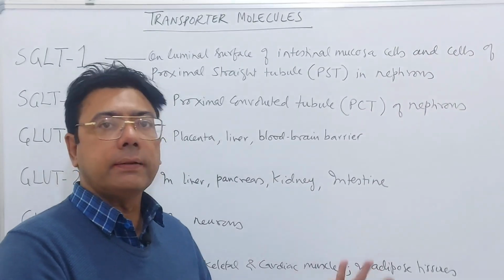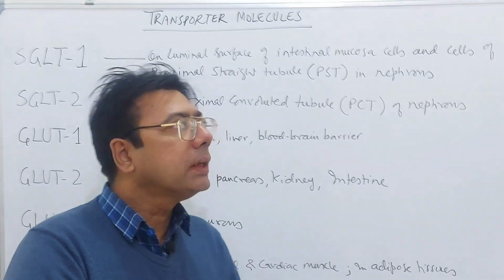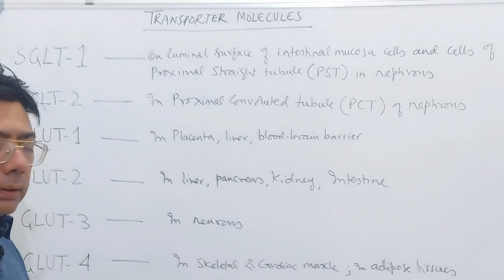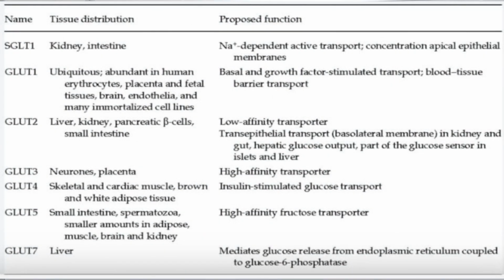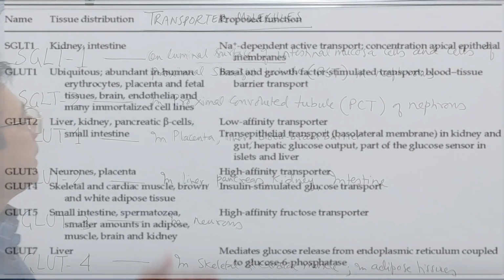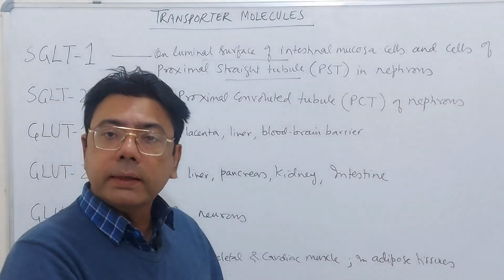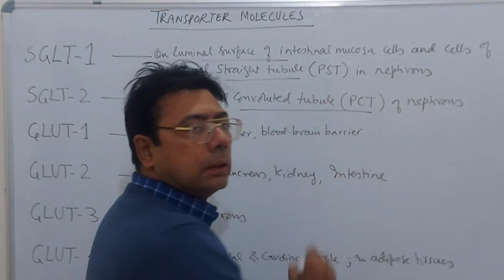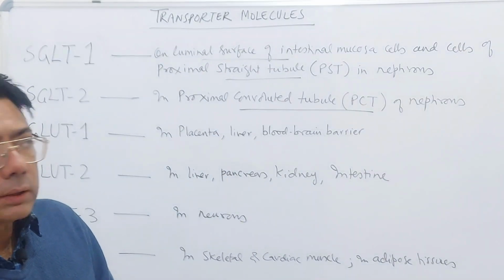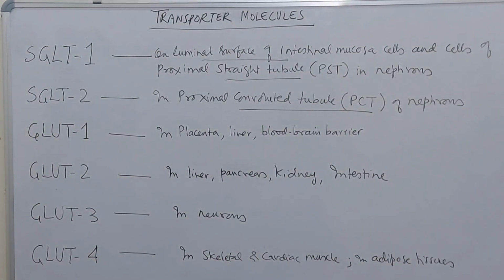See that different variants of SGLT and GLUTs are found in different tissues of our body. Here I am presenting a summary of the main tissues where these different types are found. As you can see, SGLT1 is common on the luminal surface of intestinal mucosa and cells of the proximal straight tubule of nephrons. Another variant, SGLT2, is found in the proximal convoluted tubule, which is again a part of nephrons. And in GLUT molecules, there is a variety.